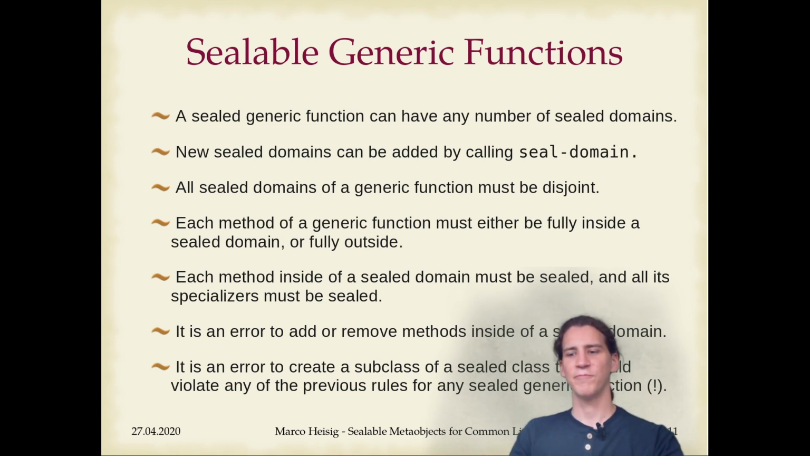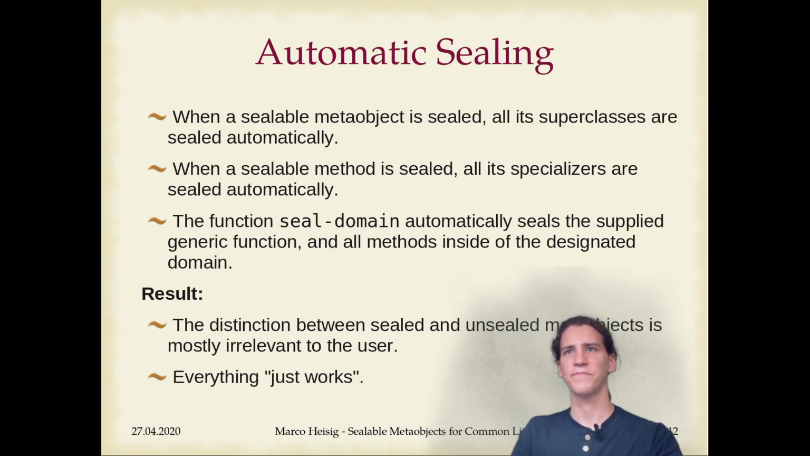The last rule might seem a bit odd, but the alternative would be to disallow multiple inheritance with sealable meta-objects involved. And all these rules could be boiled down to: within a sealed domain, once the generic function, the domain, and the methods have been sealed, nothing will change anymore. And there is one final concept that I want to mention.